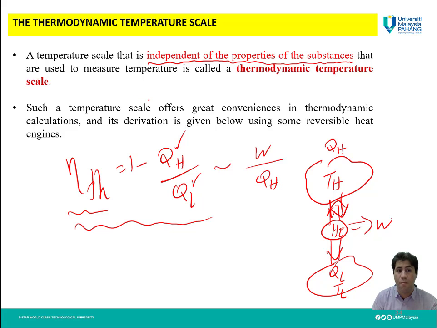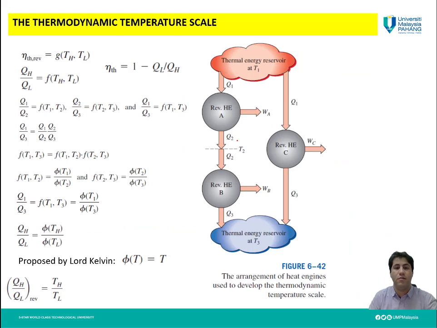You may already know about that. If I introduce it, you may recall that this scale is actually called Kelvin, and we show that by capital K. As I said, this temperature scale offers great convenience in thermodynamics, especially to calculate the efficiency of reversible heat engines. Here we have the proof and the procedure to find this scale.